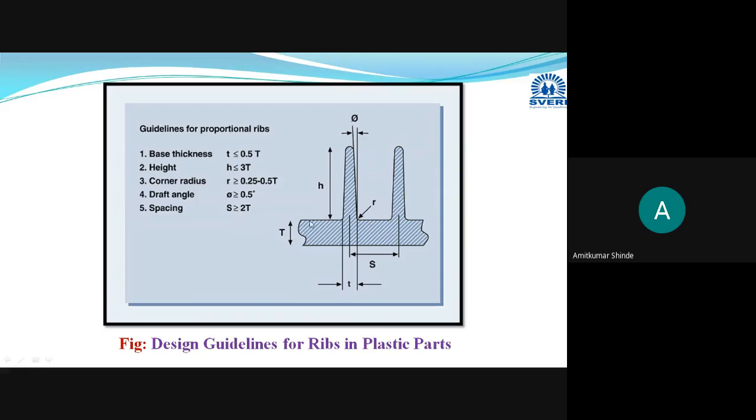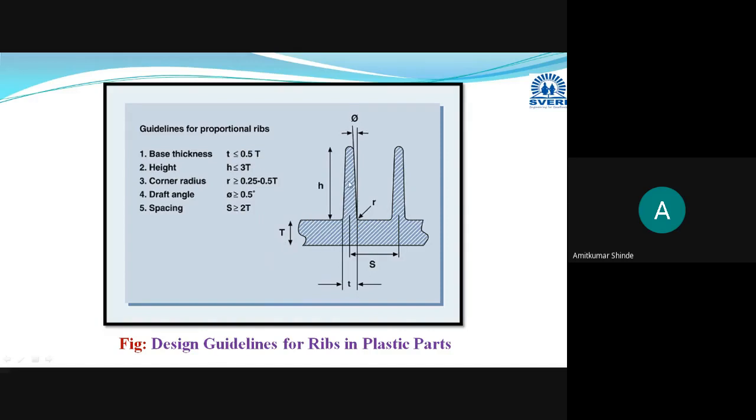This is the diagram here, and this capital T indicates the wall thickness, and these two ribs are provided here. Now some design guidelines related to the rib: its thickness should be within the range of 50 to 70% of the wall thickness. Then its height should be three times the wall thickness, h equal to 3T, with capital T being the wall thickness.